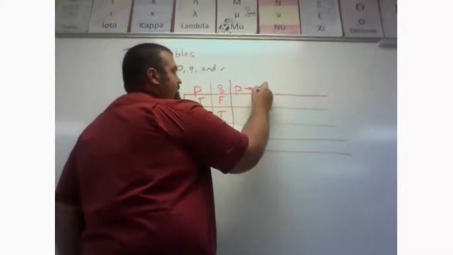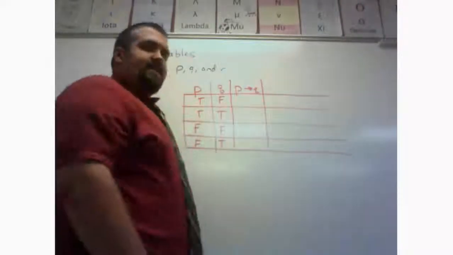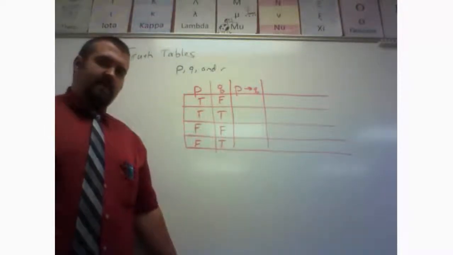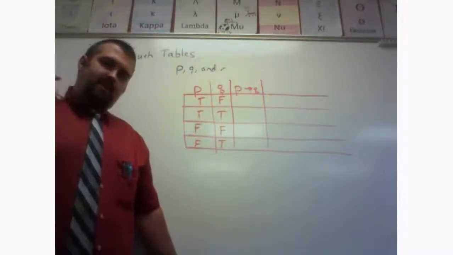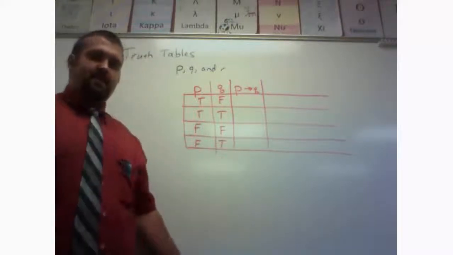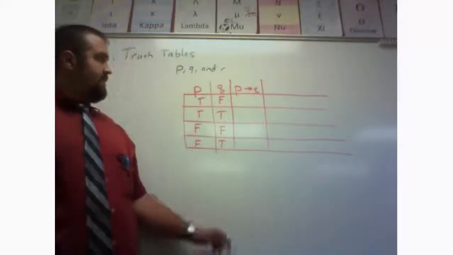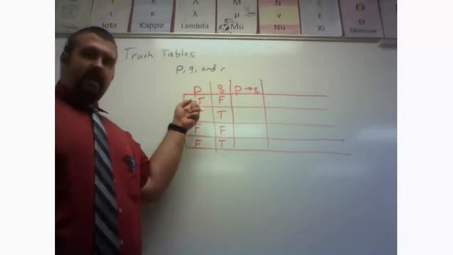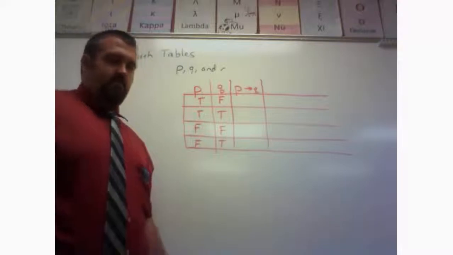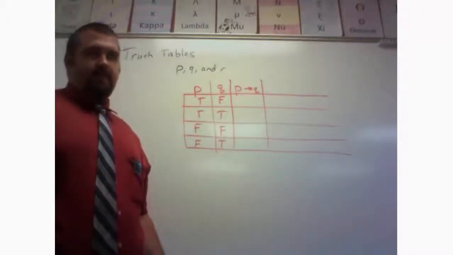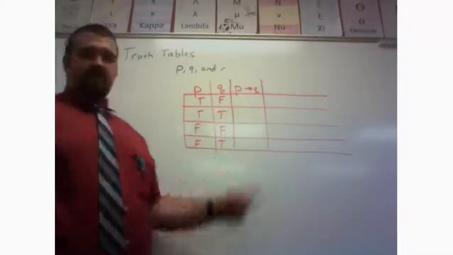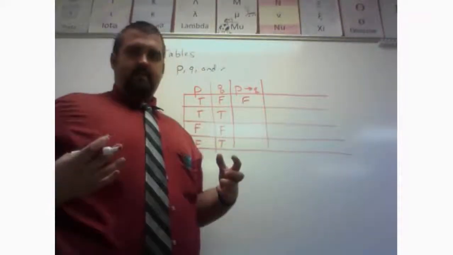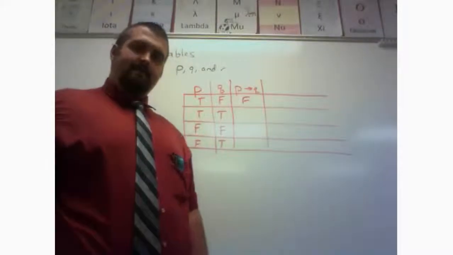If P, then Q. Well, the only time a conditional statement is false is when a promise has been broken. The condition has been met, but the consequence was not delivered. So for instance, if P, then Q, if Mr. H is wearing red, then it is test day. Well, if I was wearing red and it wasn't test day, that is a false conditional statement. The condition was met, but the consequence was not.